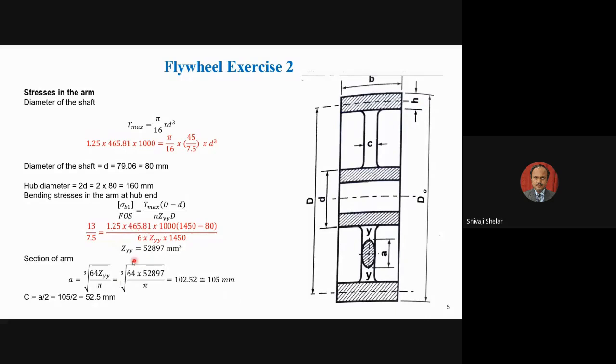So from this we get the ZYY value is equal to 52,897 millimeters cube. And now we can use this formula given in the PhD, cube root of 64 ZYY upon pi. It is not P there, it is pi. So by putting this value, we get the major axis length for the elliptical arm. This length is the major axis length A, and this is in the plane of rotation. That is equal to 102.52. So we can take approximately 105 mm.